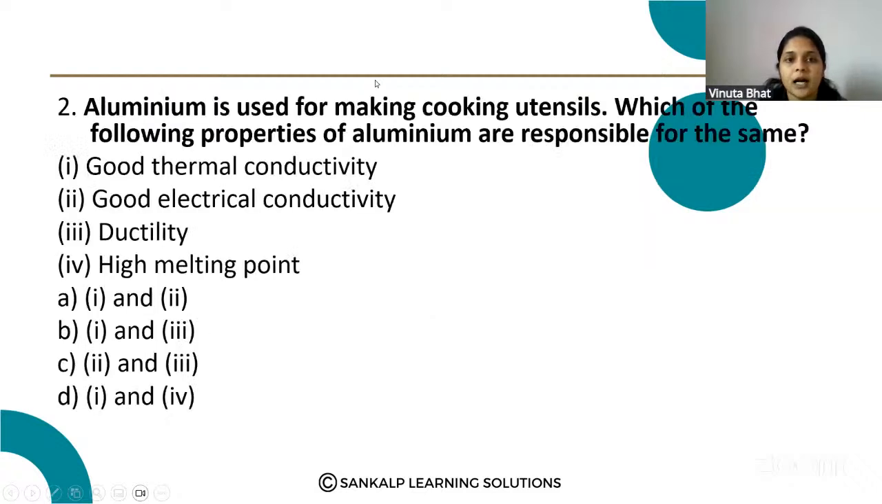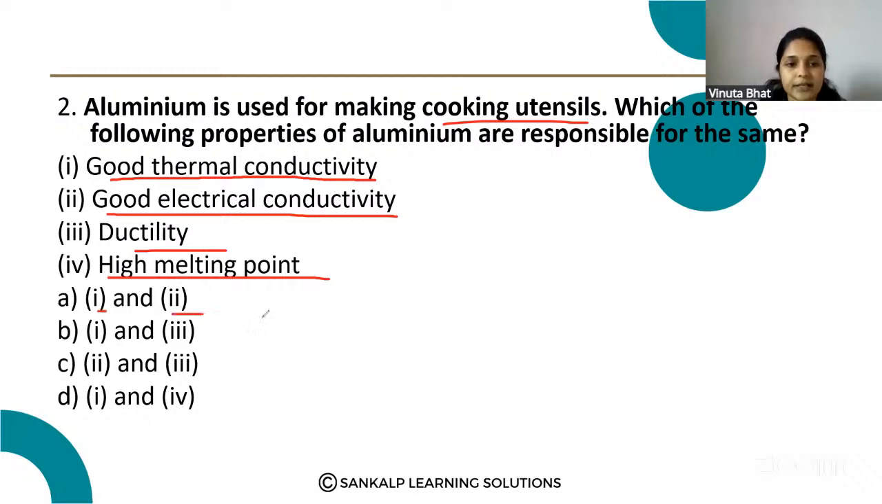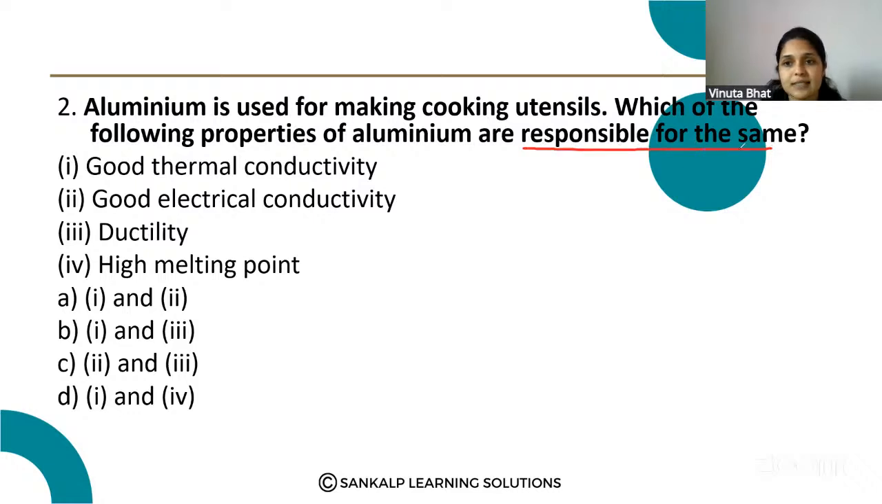Next question. Aluminium is used for making cooking utensils. Which of the following properties of aluminium are responsible for the same? Good thermal conductivity, good electrical conductivity, ductility, high melting point. Option A, first and second. Option B, 1 and 3. Option C, second and third. Option D, 1 and 4. Here, aluminium is used as a cooking utensil. Which of the following properties of aluminium are responsible for the same?